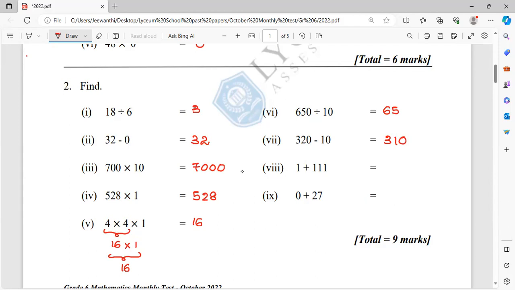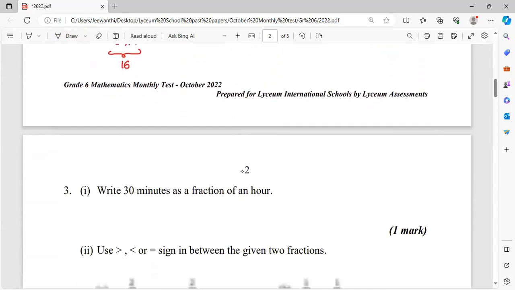1 plus 111, right? You forget about the 111. 11 plus 1, what is the answer? 12. So 111 plus 1 is 112, right? 0 plus 27: you had nothing, but I gave you 27 pens. Now how many pens do you have? Now you have 27 pens, right? So then we will move to question number 3.